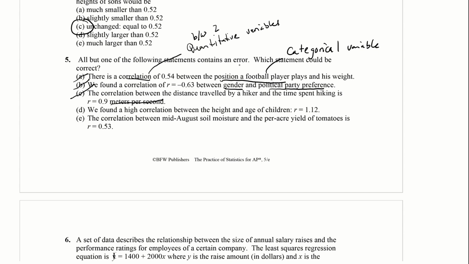Part D, we found a high correlation between the height and age of children, r equals 1.12. Well, r cannot be greater than 1, so this is incorrect. And the correlation between mid-August soil moisture and the per acre yield of tomatoes is r equals 0.53. So r is the correlation between two variables, which are both quantitative variables, so this makes the most sense.